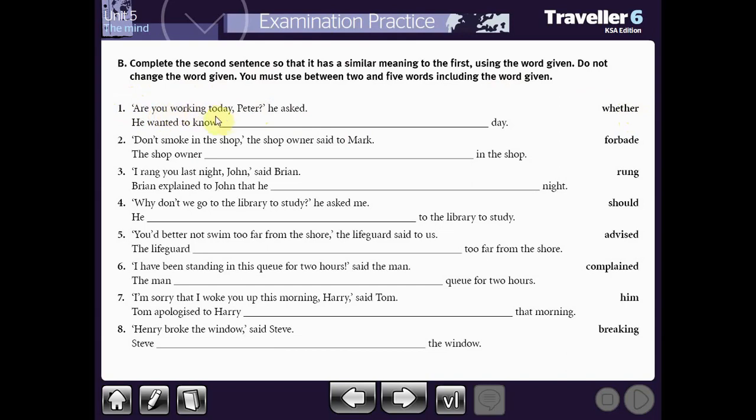Are you working today, Peter? He asked. He wanted to know. This is the reporting verb. We said for questions we can put ask, wonder or want to know, whether in the present or in the past. Here the reporting verb will be in the past, so wanted to know. I remove the quotation marks and put whether.